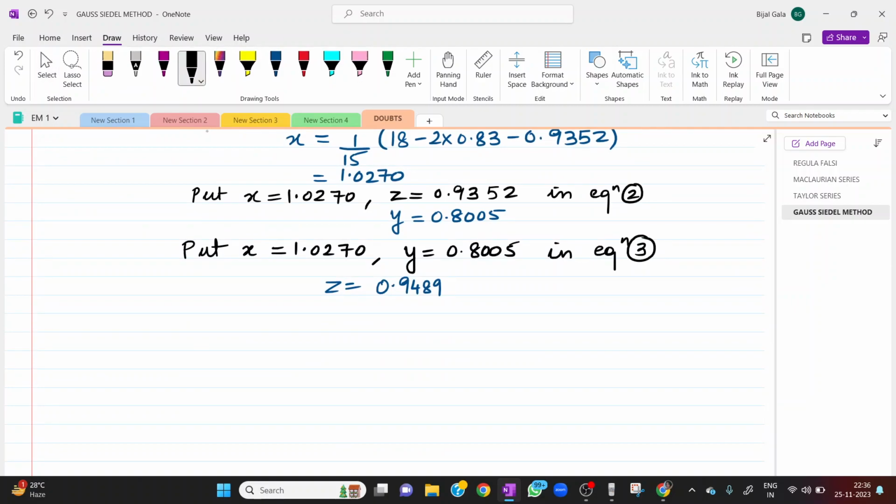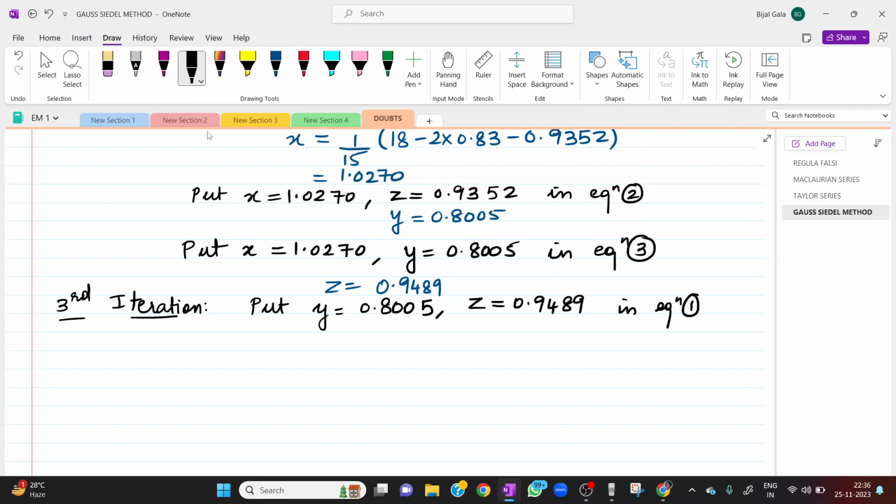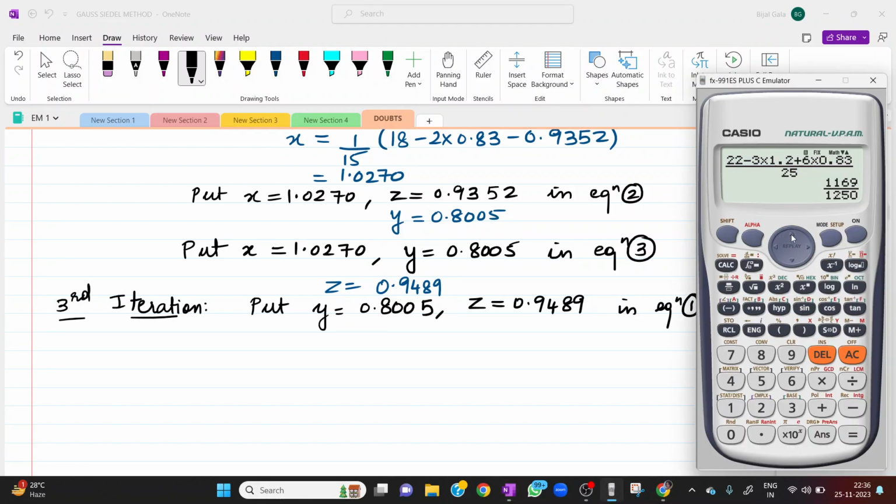Third iteration. So the third iteration is, okay, and the question tells you to stop at third iteration. We are expected to stop at third iteration. So this will be the last iteration which we'll do. So I'll put y and z. So y is 0.8005 and z, the freshest value, is 0.9489. In equation number 1, let's use our calculator history, denominator 15 wala equation.